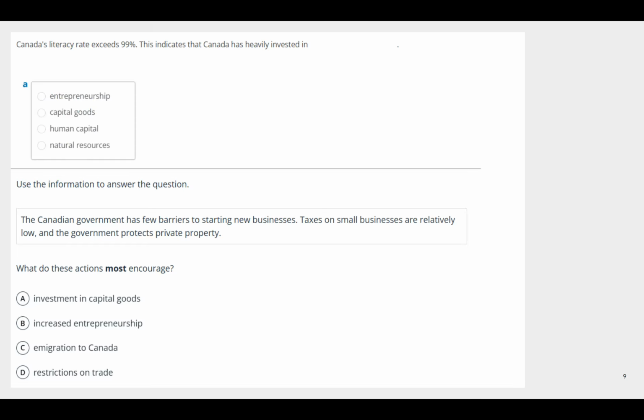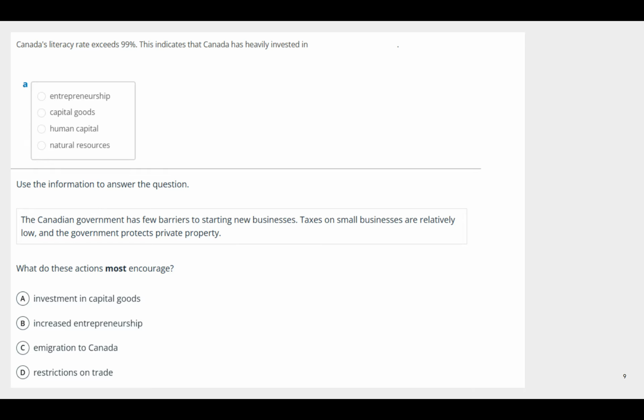Let's go. Canada's literacy rate exceeded 99%. This means Canada heavily invested in... Obviously not entrepreneurship, literacy rate and entrepreneurship are not the same thing. Capital goods, no. Capital goods are man-made goods. Human capital will be correct. Natural resources, of course, would not be a correct answer because what does literacy rate have to do with natural resources?